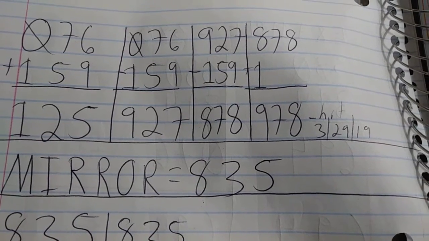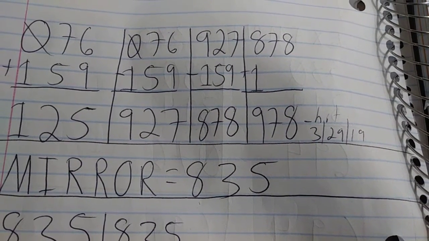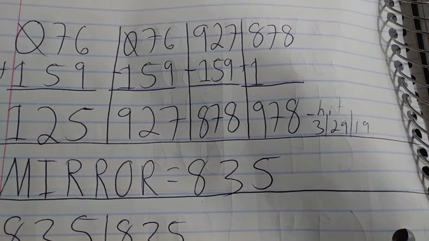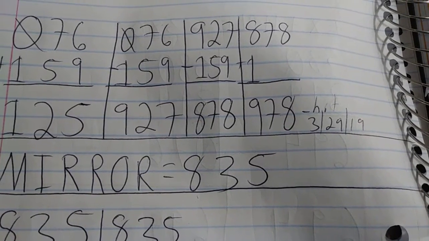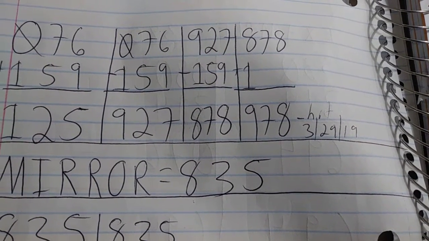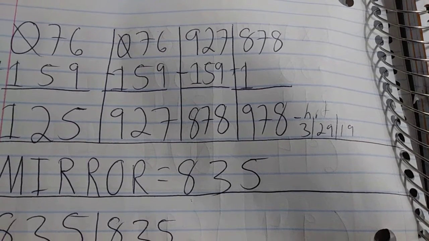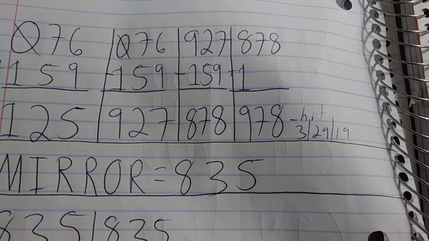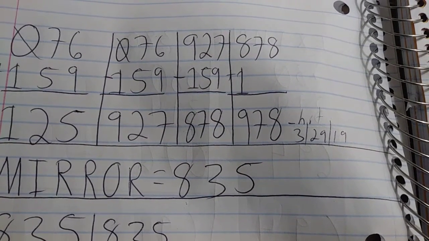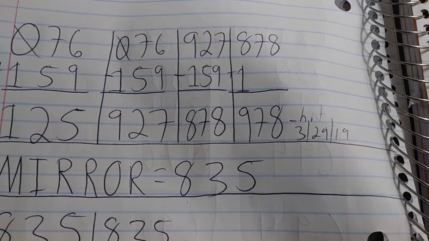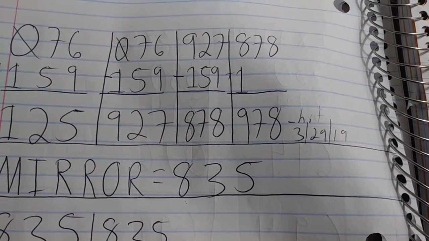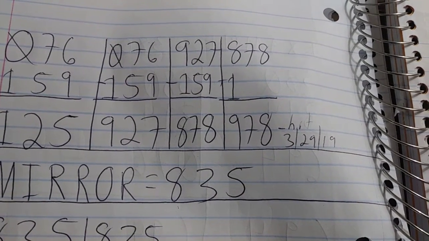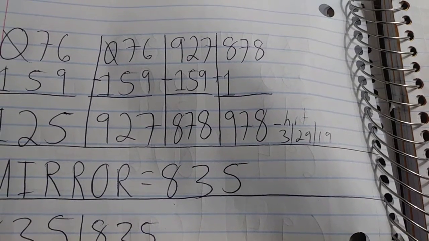And then sometimes you can also subtract off 159 one more time. You don't have to, but sometimes you do have to use that. So in this example, I'm also subtracting off 159 one more time. So 927 minus 159: 9 minus 1 is 8, 12 minus 5 is 7, and 17 minus 9 is 8. Then from that, you would have to add 1 to that first digit. So 878 plus 1 to that 8 is 978. And that did hit on March 29th.